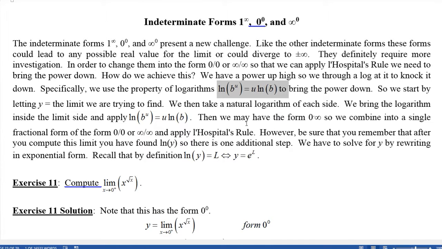Now, there's one thing you've got to be real careful about here, though. When you finish this, you're going to be working on this one side over and over and working through it, and you're eventually going to get a limit, and you think you're going to be done. But remember that this is equal to the natural log of y on the other side. So there's one additional step at the end, and that's to rewrite that to solve for y in exponential form. So if you have natural log of y equals L, then when we rewrite that solving for y, we see y is e to the power L. And so we have to remember to apply that last step at the end.